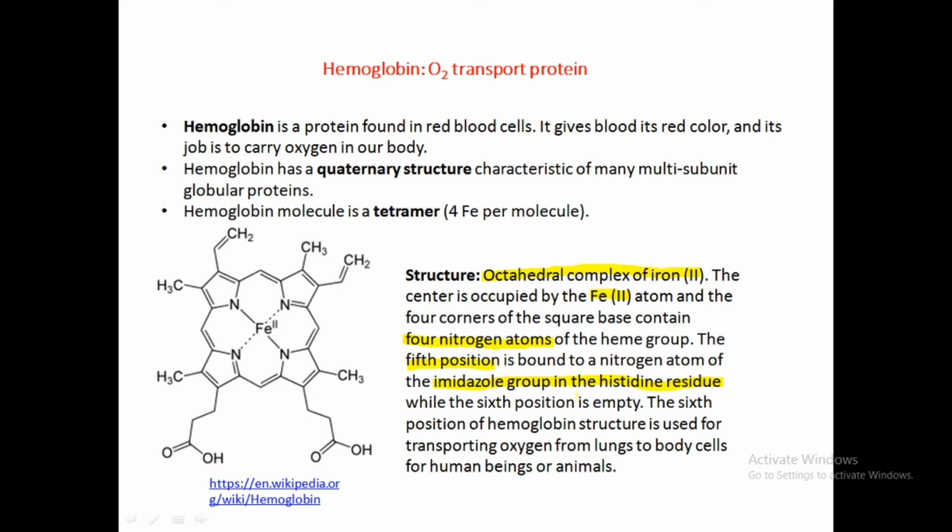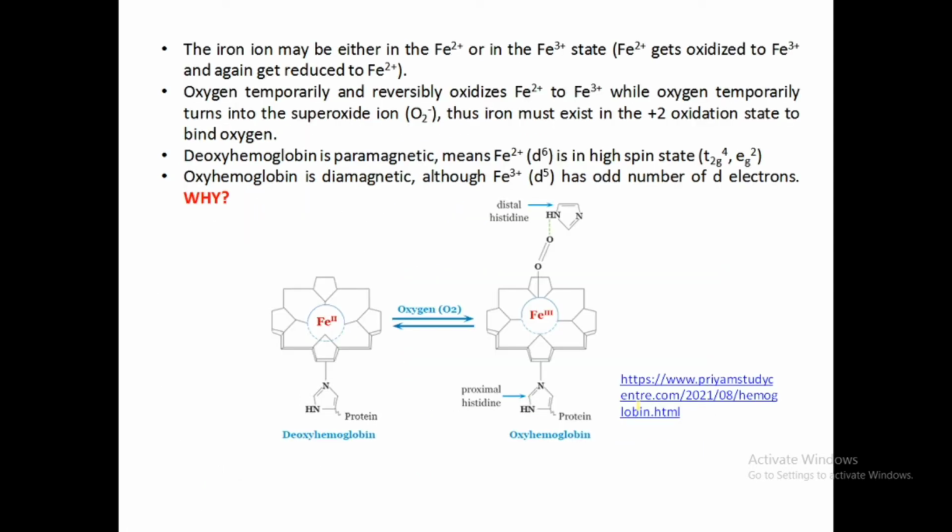It is very logical why you need an empty position, because we have just seen that hemoglobin acts as an oxygen carrier. So you require an empty site wherein oxygen can come and form a bond, and that is done at the sixth position. The sixth position of the hemoglobin structure is used for transporting oxygen from the lungs to body cells in human beings or animals.